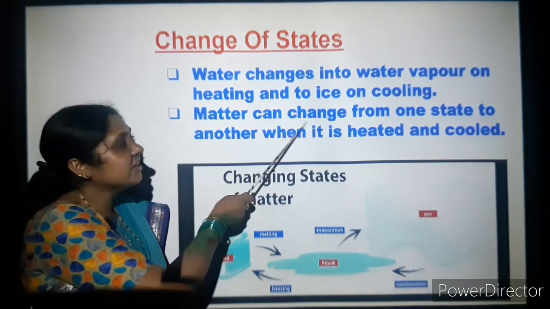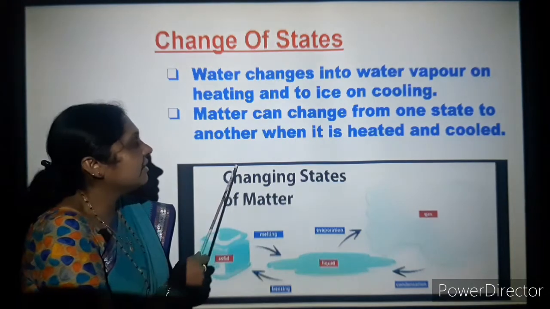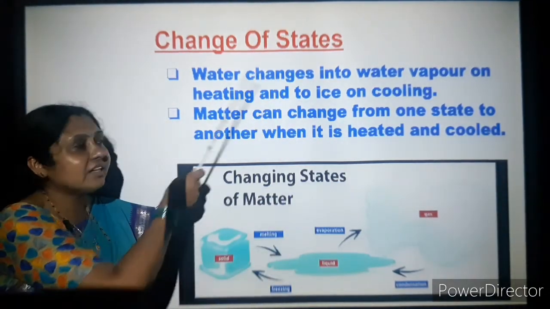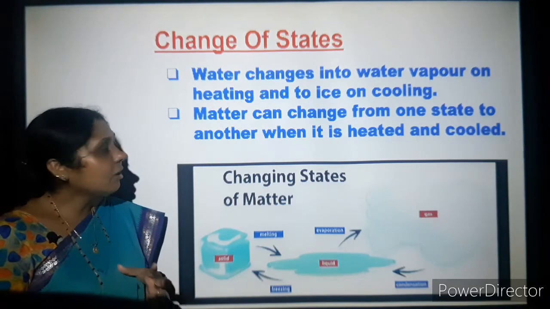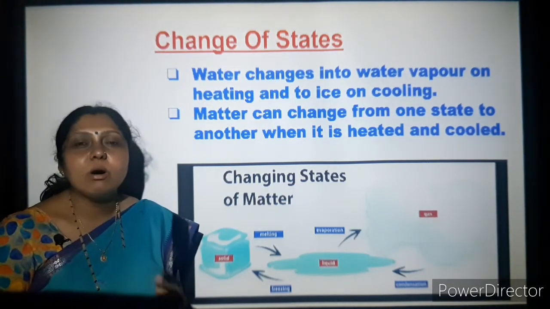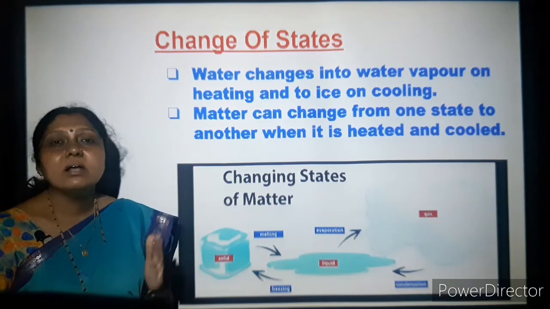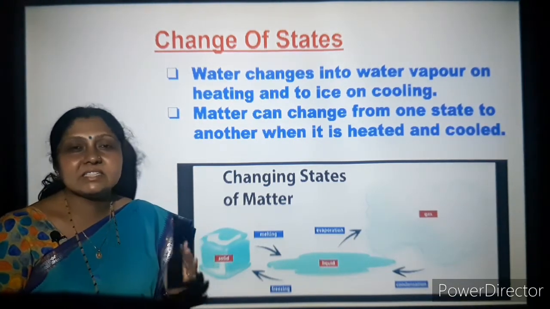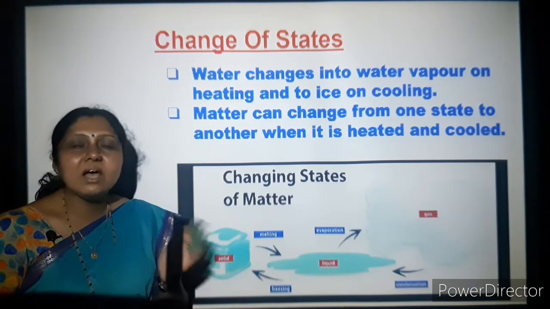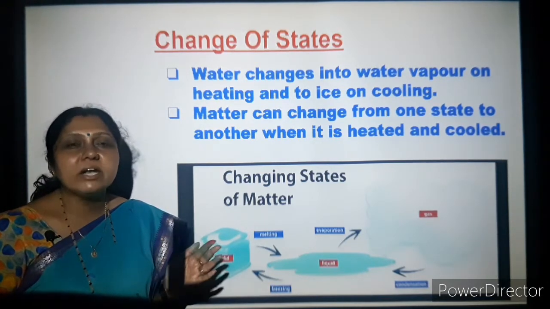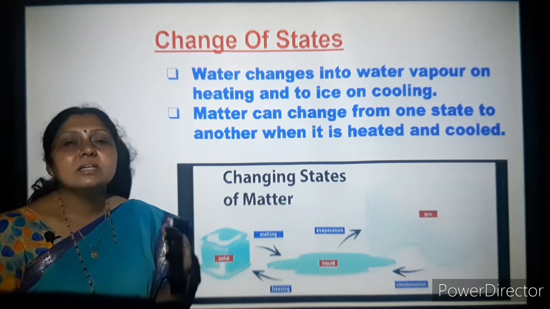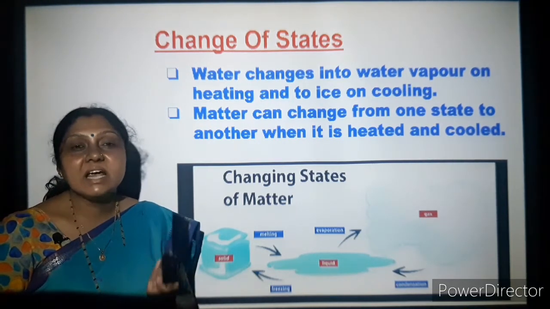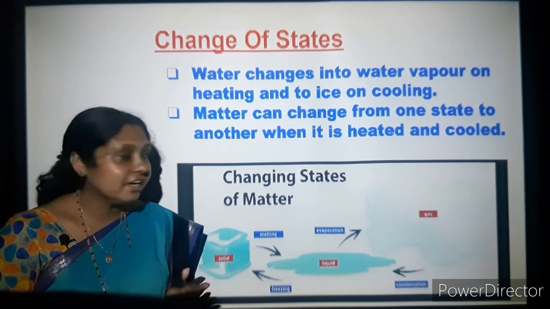Matter can change from one state to another when it is heated and cooled. So here we got the example. When the matter is heated or cooled, it will go on changing its state, that is, from solid to liquid or liquid to gas. So like this there will be change regarding the state of matter.